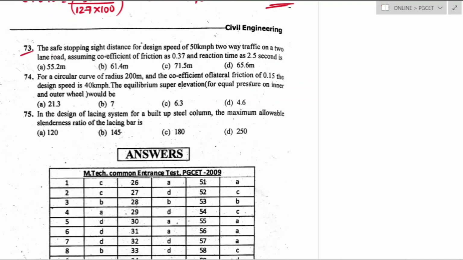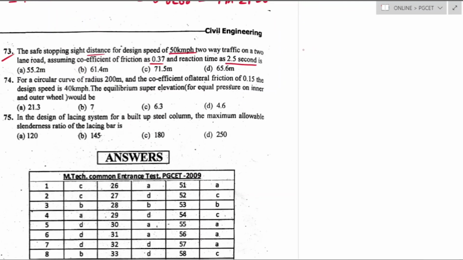Question number 73. The safe stopping sight distance for a design speed of 50 kmph two-way traffic on a two-lane road, assuming coefficient of friction as 0.37 and the reaction time as 2.5 seconds. So let's write down the given data. The design speed of the vehicle is 50 kmph. We have to convert this design speed to meter per second. So 50 into 5 by 18, that is equal to 13.9 meter per second.